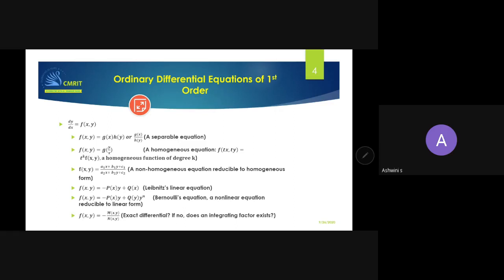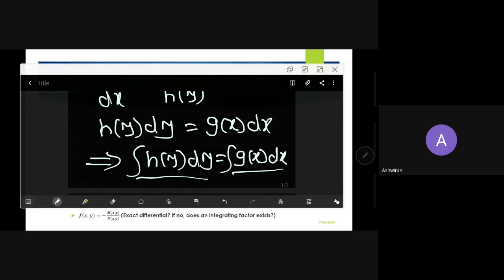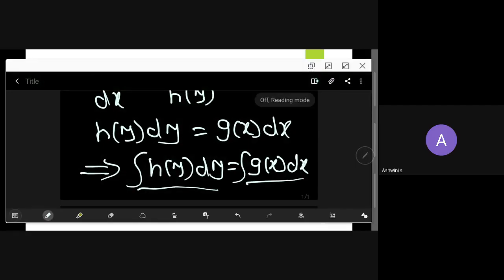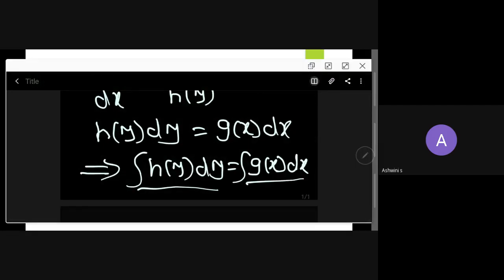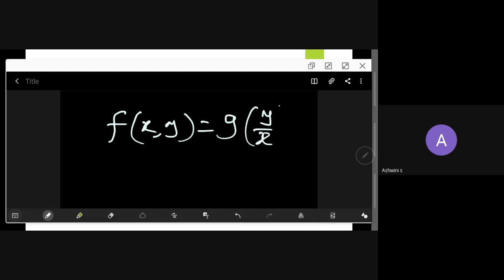So f of tx, I mean, the left hand side is f of xy. So when can we interpret that f of xy as g of y by x? That is the question here. What we are saying is that if f of x comma y is z, you should be able to interpret that as a function of y by x.